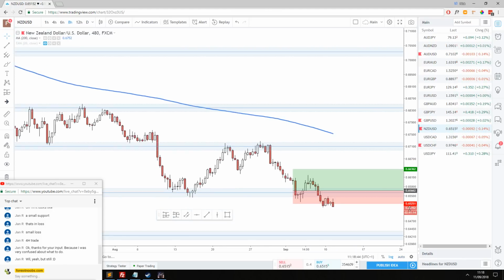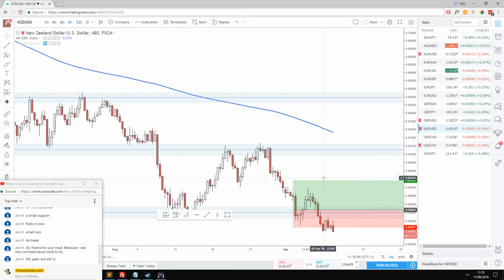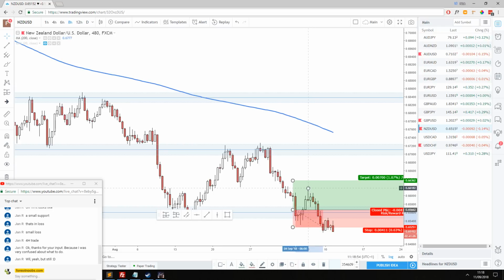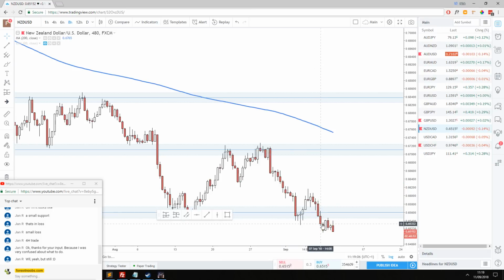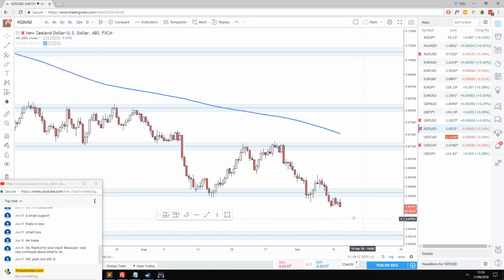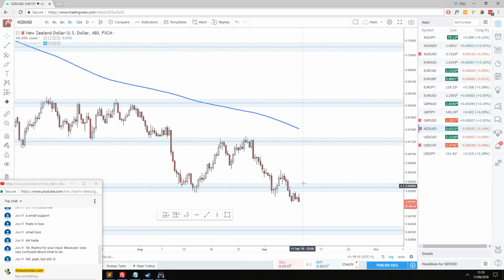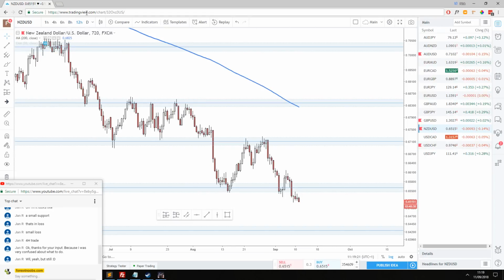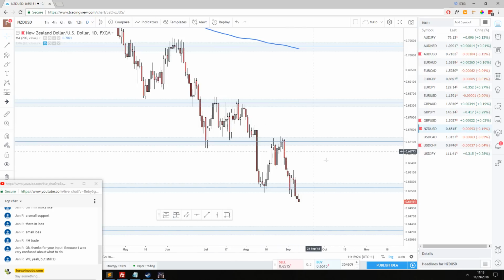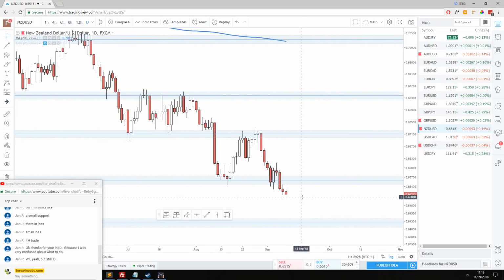New Zealand USD, this one's pushing down. This one was closed out because it wasn't really doing anything. We could see now, this was where it ended at the weekend. And now it's kind of made a new low. This could be a resumption of the downtrend. I don't know, it just sounds a bit weird. A resumption of the downtrend. Whatever.